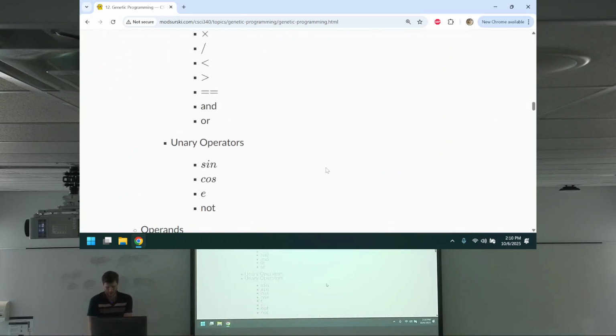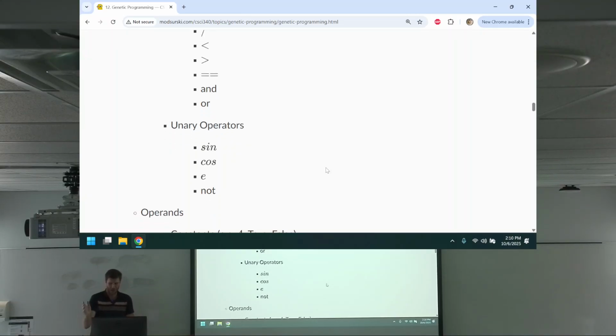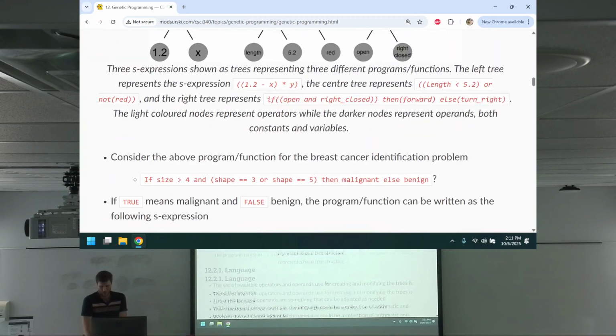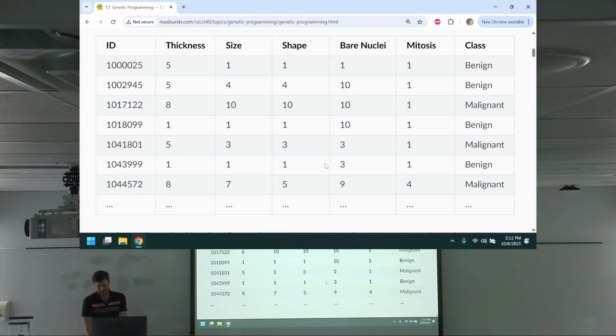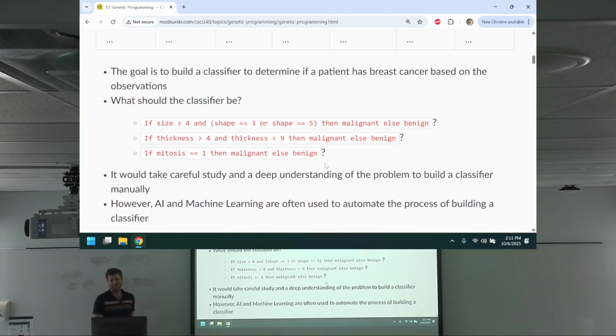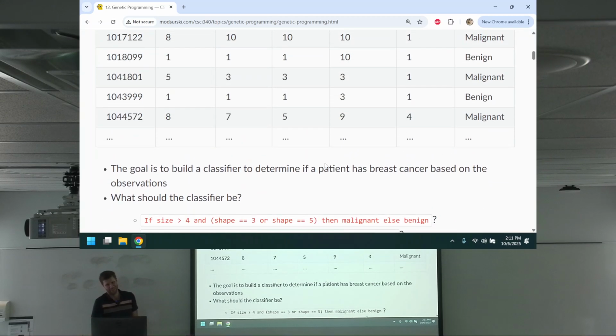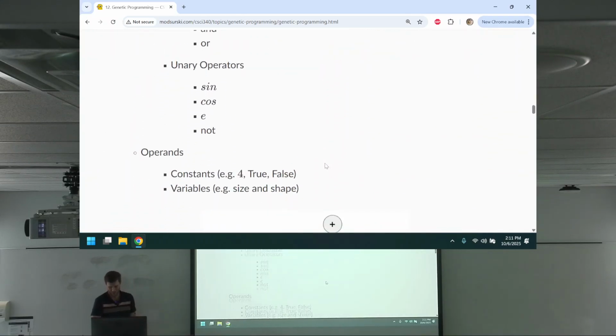All right. And some unary operators, sure: sine, cos, e to the power of, why not, right? Now again, I don't really know what the cosine of the thickness is going to give me, but maybe it's important. Maybe it really is important because it's something cyclical. I don't know. E to the power of mitosis, I don't know what that would mean. Maybe it matters. This is where some familiarity with the data might be helpful in picking what the language should be.